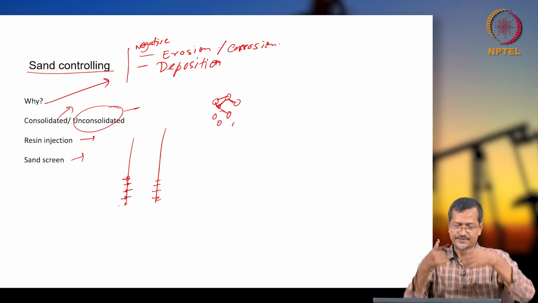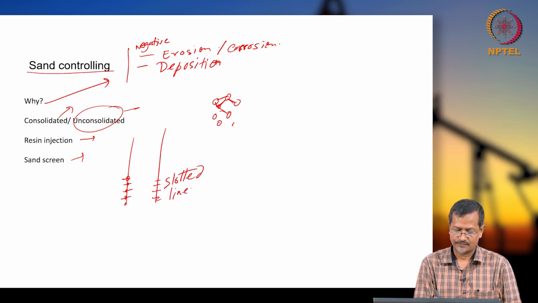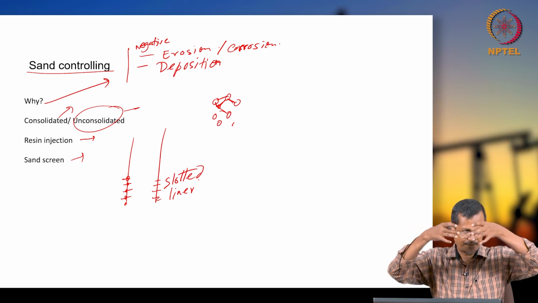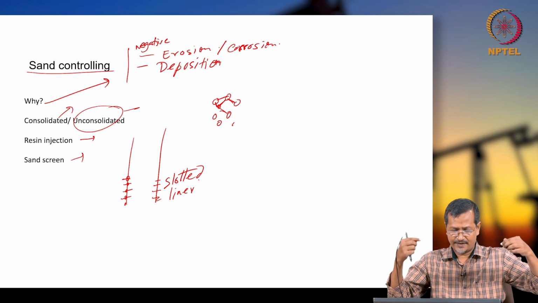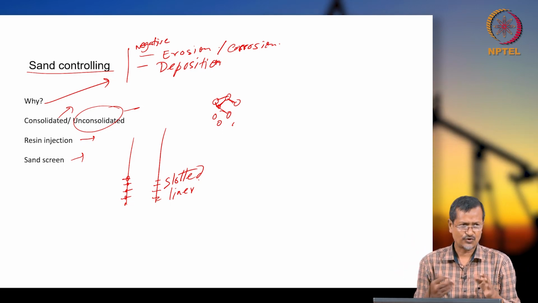Okay, metal pipe is called slotted liner. Slotted liner means it is also a metal pipe. Okay, you have casing, you have tubing, you are creating a metal pipe, and you are giving lots of holes. So it will reduce a certain amount of sand, but not so effective.